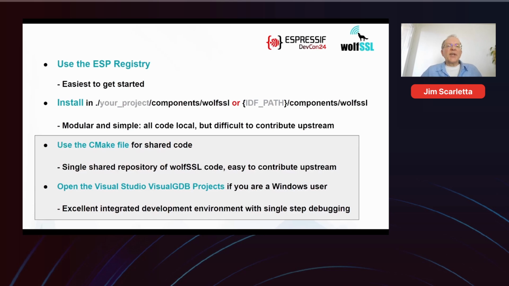or install wolfSSL there. So again, we talked about the CMake file for share code. That's one of the ways that you can point to wolfSSL. Oh, and the other thing is, yeah, we have VisualGDB project. So if you happen to use the VisualGDB extension, which is what I do all of my development with, the extension for Visual Studio, there's a VisualGDB directory. All you need to do is open up one of those projects and you're ready to go.